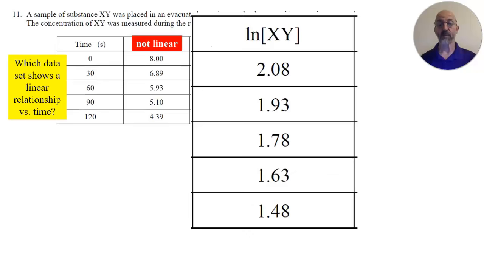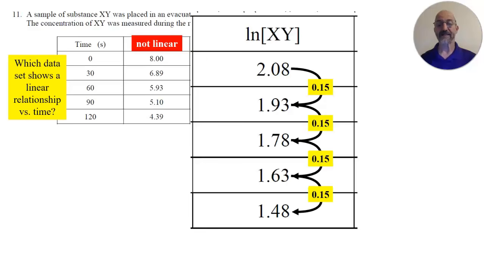2.08 minus 1.93, 0.15. 1.93 minus 1.78. Oh, look at that. 0.15 again. 1.78 minus 1.63. Also 0.15. And then 1.63 minus 1.48. Again, same difference, 0.15. So this is a linear relationship.